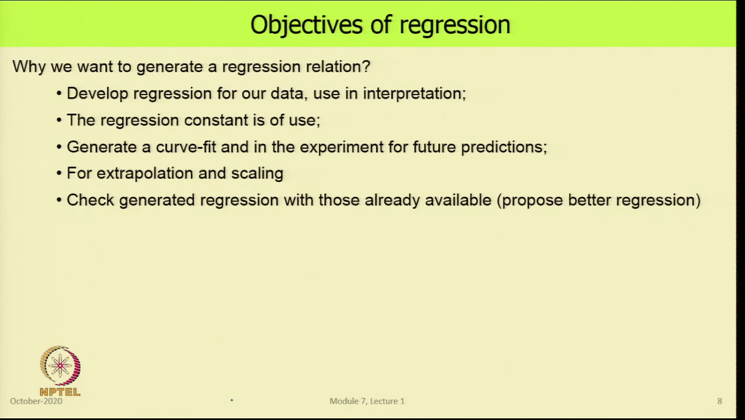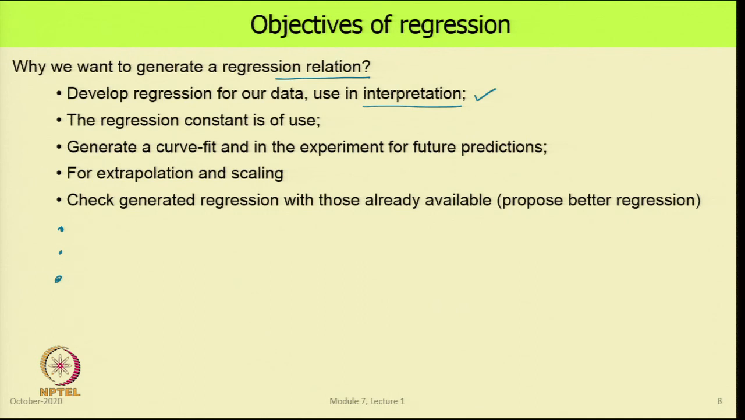So, why do we want to generate a regression relation? And here there can be many options or possibilities and reasons for doing this, and I have listed some of them here, we can add more. First, we want to develop a regression for our data and use it in our own interpretation. The regression tells us what is the functional relationship between one variable and another variable, and that gives us maybe insight into the type of experiment we are doing and the type of result we are looking for. So, that is one possible reason for doing it.